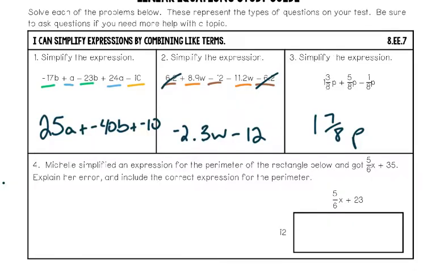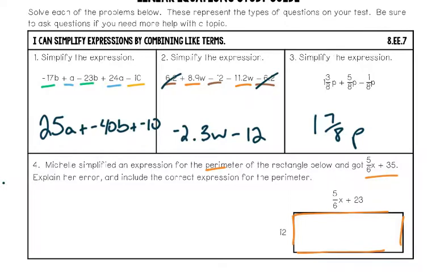So, word problem. It says Michelle simplified an expression for the perimeter, which means all the sides added up, of the rectangle below and got 5/6 x plus 35. What's her error? And then let's include the correct expression for perimeter. So Michelle forgot to include the other two sides that are not labeled. So perimeter is this side plus this side plus this side and this side.